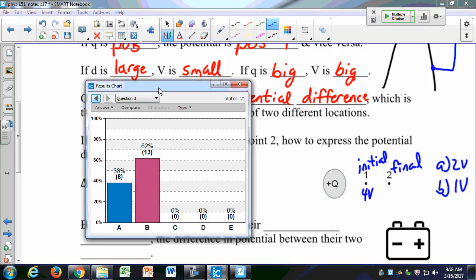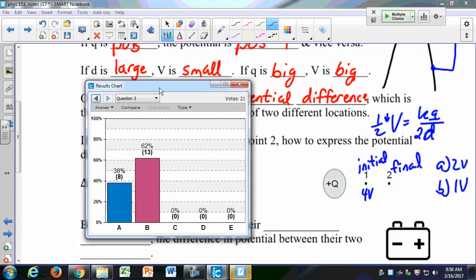All right, so let's think about our potential. Our potential is equal to k Q over D. If I double my D, what happens to my voltage? I've doubled it, right? So what happens to my voltage? Does it increase or decrease? Decreases, right? So it's going to go down. Is it going to go down by a factor of 2 or a factor of 4? 2. Thank you.